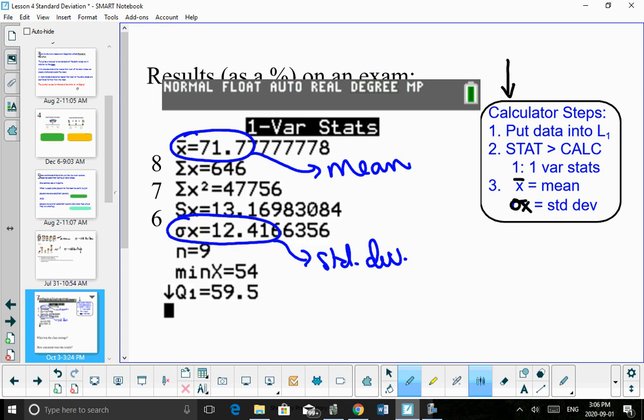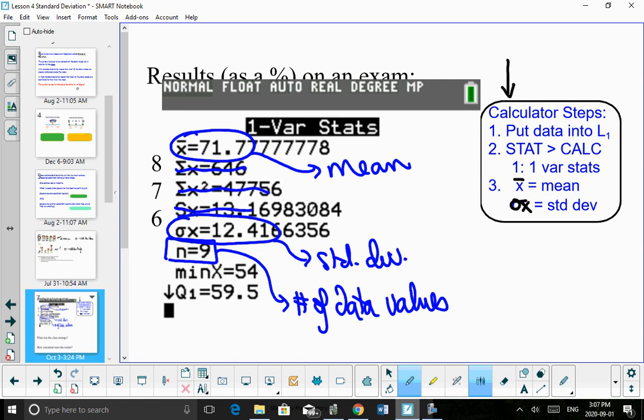Okay, now what you do want to make sure of, this one right here, n equals 9, this is the number of data values. So I entered in 9 test scores, and this is 9. You also want to make sure that that number matches, because then you'll know for sure if you happen to miss any data values that you were supposed to enter. Don't worry about any of this other stuff. It doesn't mean anything. Okay?